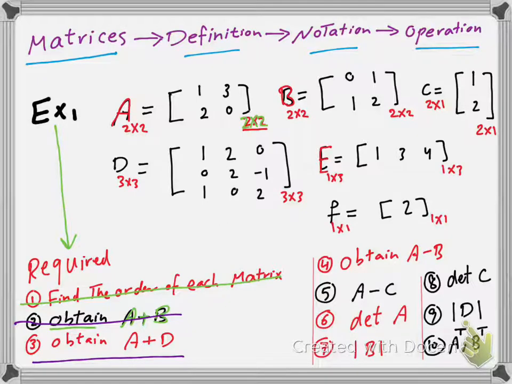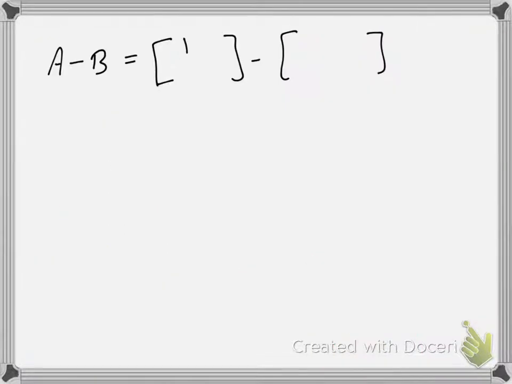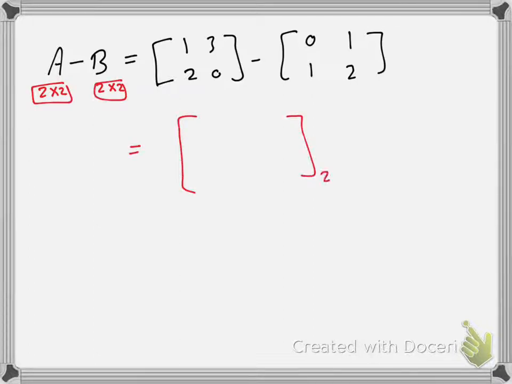Now let's obtain the subtraction between A and B. The elements of A and the elements of B. Now let's check the order. A is of order 2 by 2 and B is of order 2 by 2. Yes, they are the same. Then we can subtract here, and the result will also be of the same order, 2 by 2.